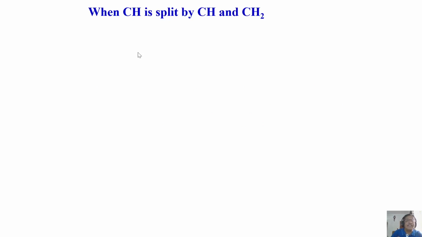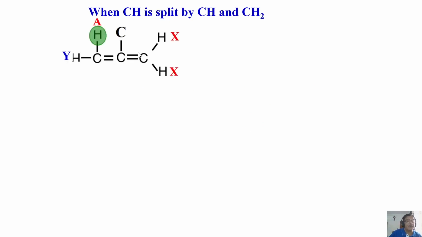What happens when CH is split by CH and CH2? This is a hypothetical molecule. A CH is split by CH and another CH2. Now you see JAY is greater than JAX. This is close by, only a 2 bond coupling. This is 1, 2, 3, 4 bond coupling, which is much smaller. So AX is smaller than AY. The couplings are not the same. They are different couplings.